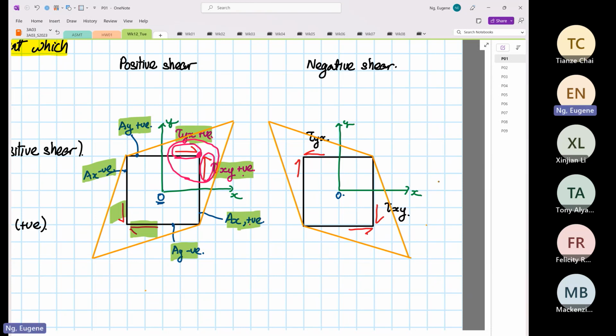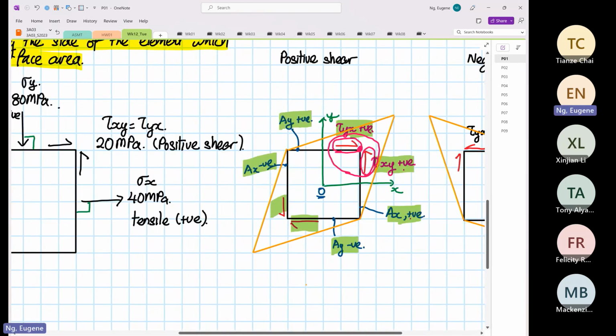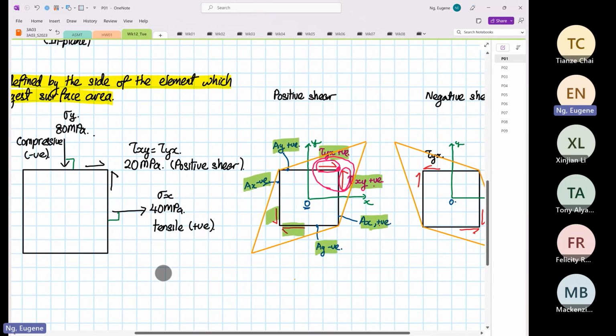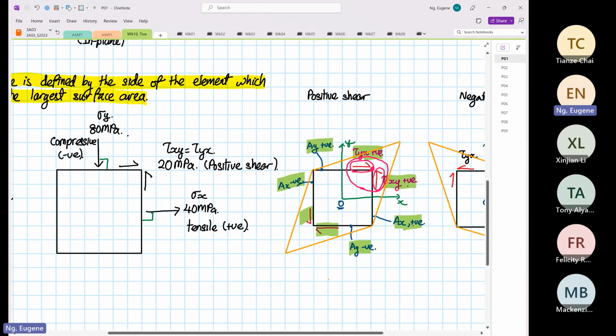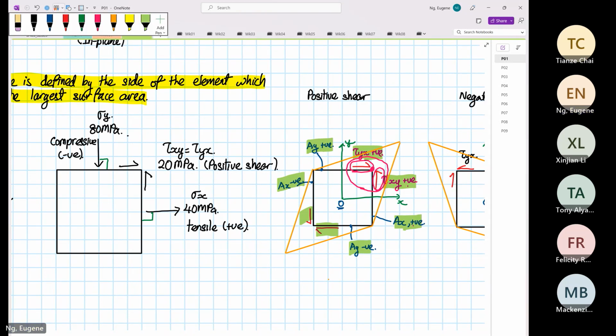Right. So now you can see this. Okay, so what we go back to our problem, right? You can see that this is positive shear. And usually the common practice that we do is we label this as X surface of X. So now we are going to label this surface.